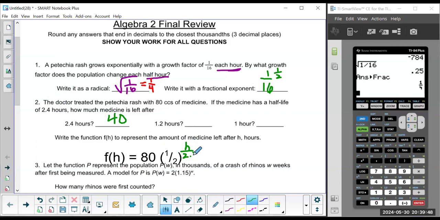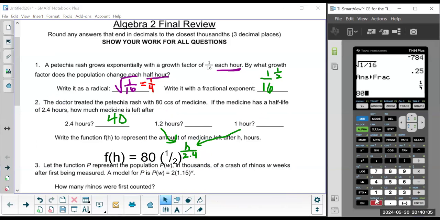So that tells me that when I do 1 hour, it's not going to get a half-life all the way, because I need 2.4 hours to make it a complete half-life. So for the 1.2, I plug 1.2 in for that h, and for this one, I plug 1 in for the h, and it will tell me. So I just use my calculator: 80 times 0.5, because that's the same thing, it's just faster. Remember, it needs to be in parentheses. So this will be the 1 hour one. Sorry, I'm kind of doing them out of order.